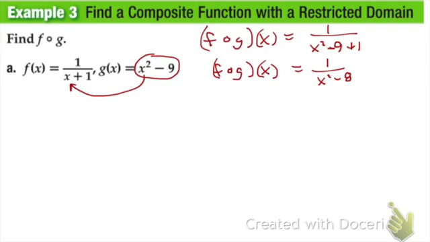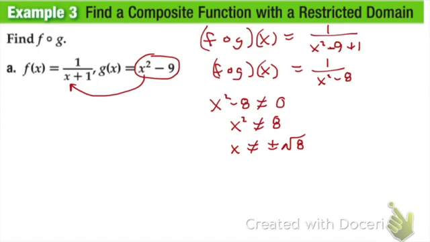Well, now that we did this composition, we do have a restriction in our domain here because we're dividing by something that has a variable in the denominator. We have x squared minus 8. So x squared minus 8 cannot go to 0. So we will solve this to see what makes our denominator go to 0. So x squared equals 8. We take the square root of both sides, and you get x cannot equal plus or minus the square root of 8.